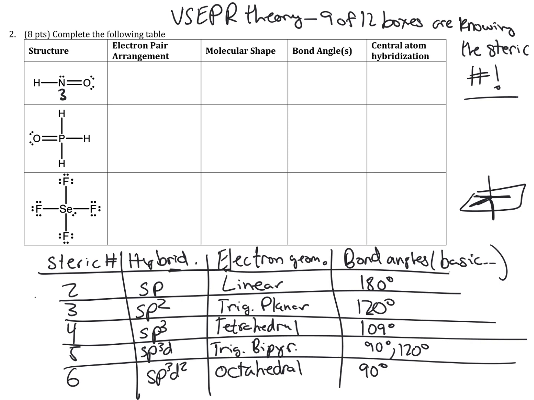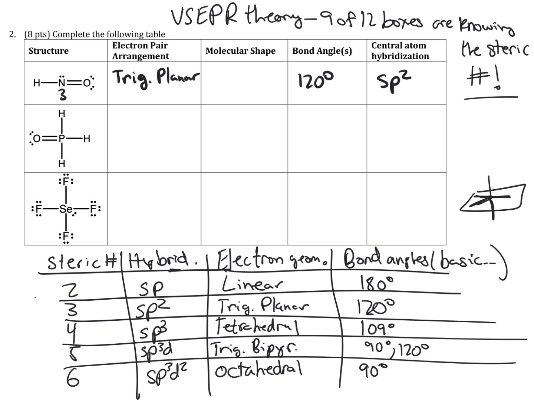NH2O, the steric number here is 3, 2 bonded atoms plus a lone pair. Steric number of 3 means we're in this area of the table. That means we're going to have a trigonal planar electron pair arrangement. We're going to have bond angles of about 120 degrees. And our central atom hybridization is sp2.